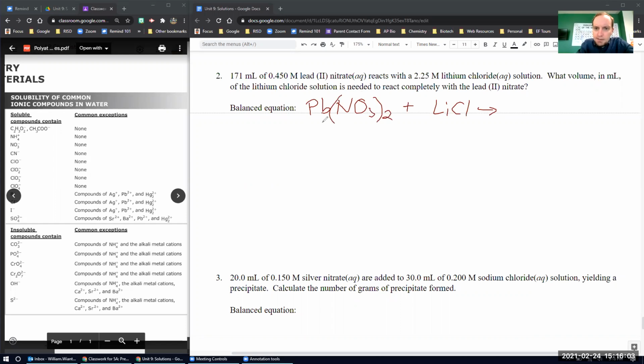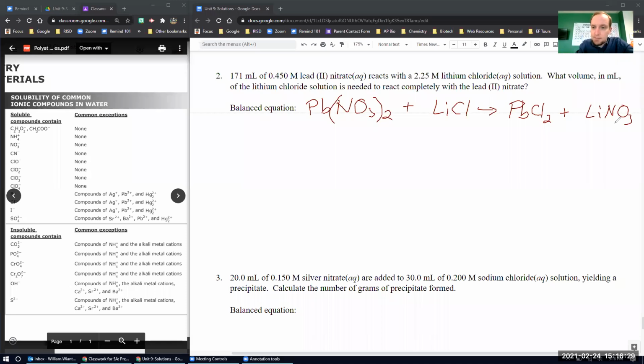We do know that, again, the lead and the lithium will switch places. So I'm going to put Pb, Cl2, why 2? Because the lead is a +2 charge. That is also going to produce LiNO3. Li is a +1, NO3 is a -1, so therefore it's just LiNO3. So that is our chemical equation.